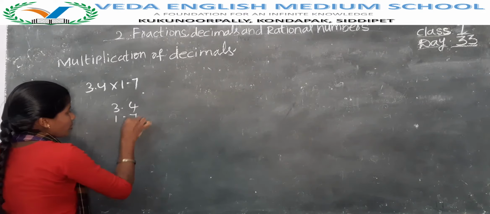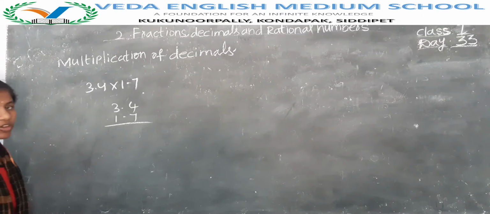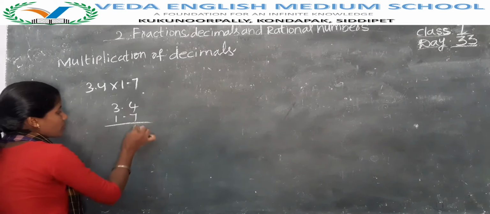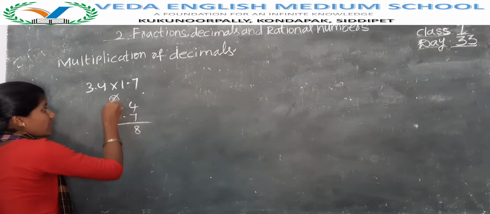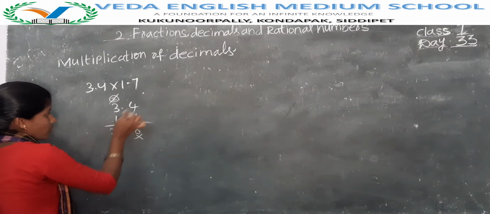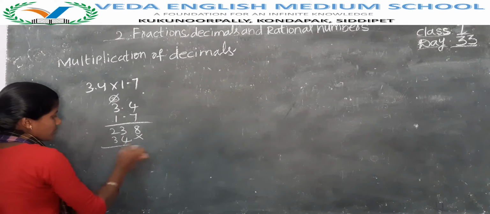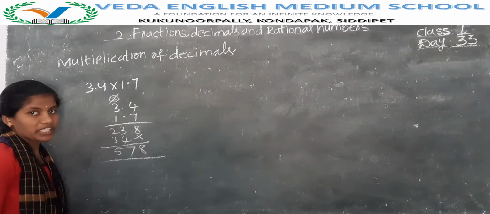3.4 into 1.7. First, you know multiplication. Multiply by normal multiplication. 7 4s are 28. 8 you have to write here, 2 becomes carry. 7 3s are 21. 21 plus 2, 23. Next, 1 4s are 4, 1 3s are 3. 8, 7, 5. Multiplication has completed.